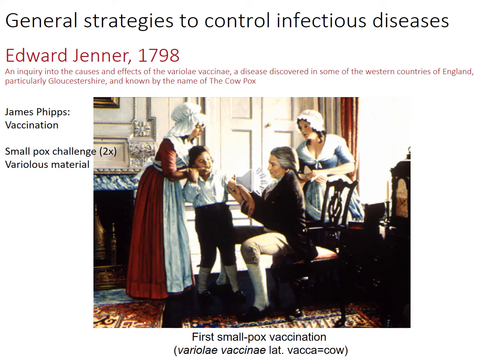So during the 18th century, it became obvious that a prior infection with the cowpox rendered a person immune to smallpox.